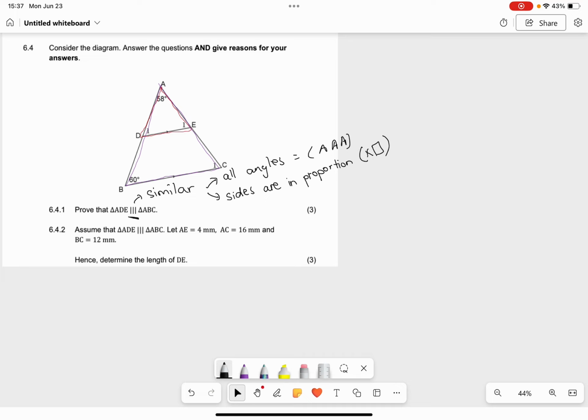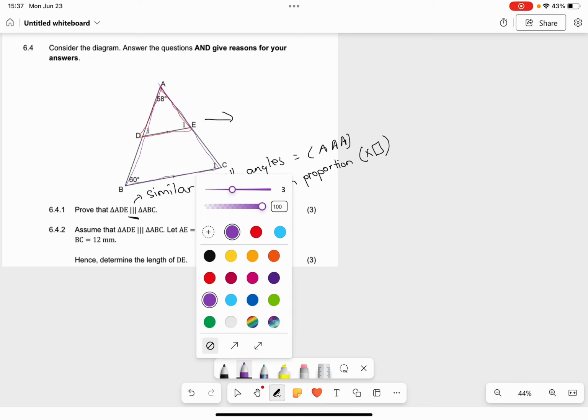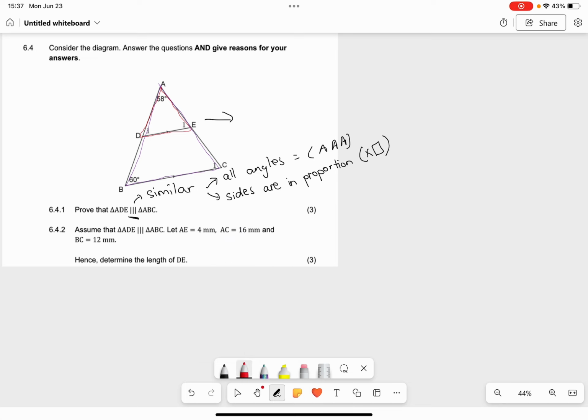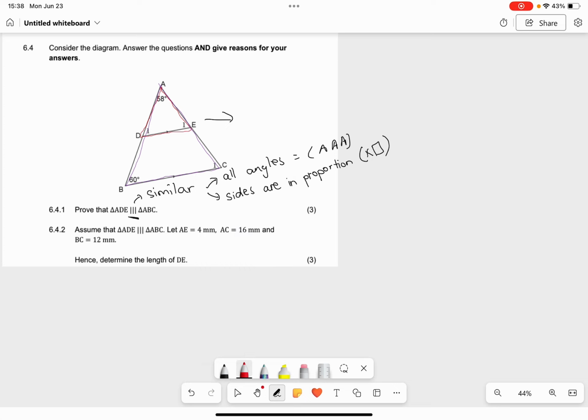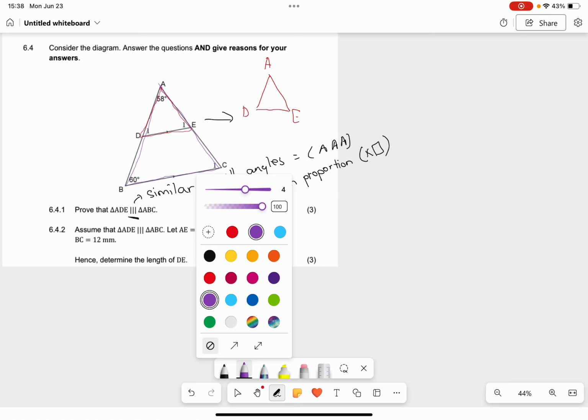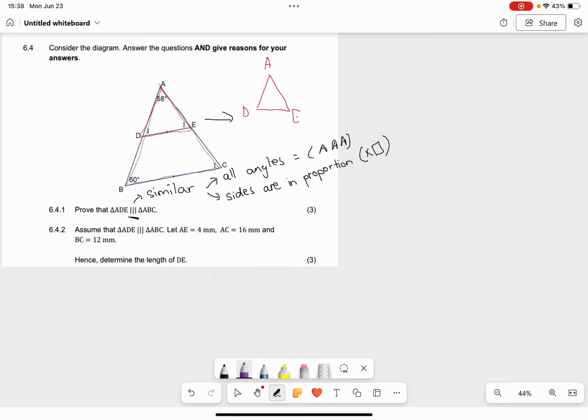Now, what I'm going to do is break this down. Do you see I highlighted one in red and then I highlighted the other one in purple? So I'm going to draw the two triangles so that you can see them clearly. There's the small one, ADE. And then there's another triangle here, ABC.